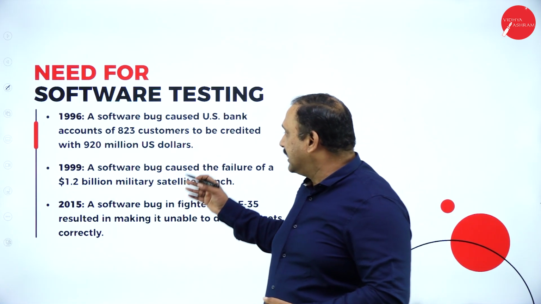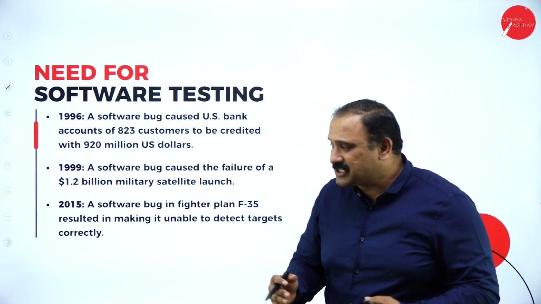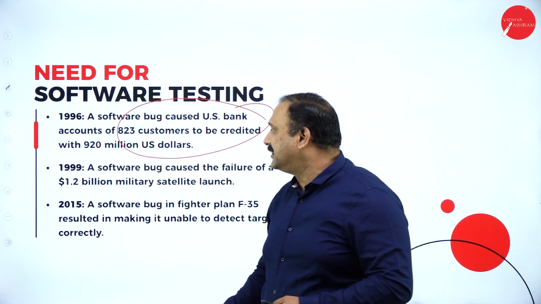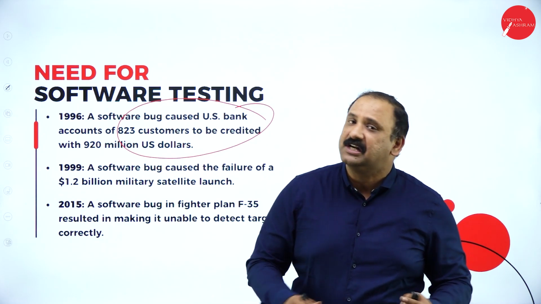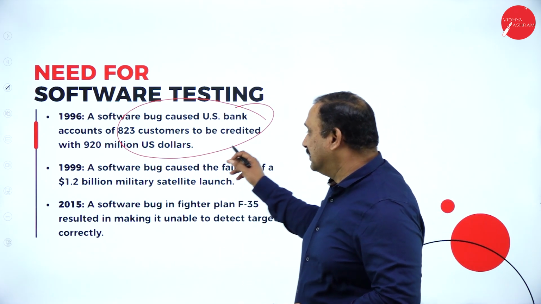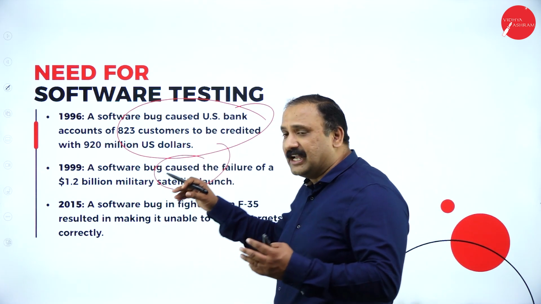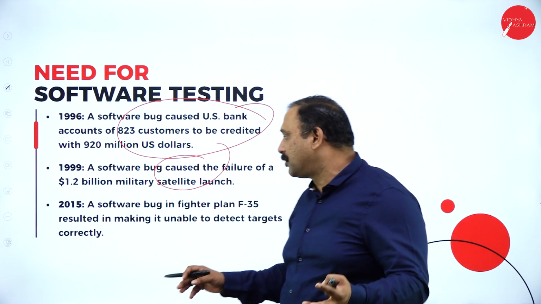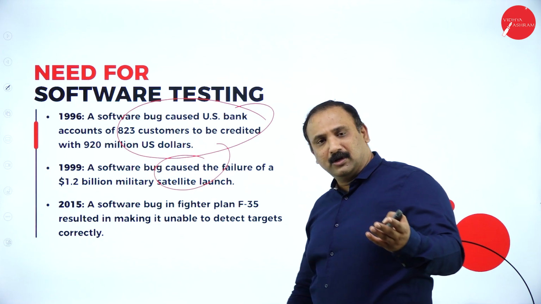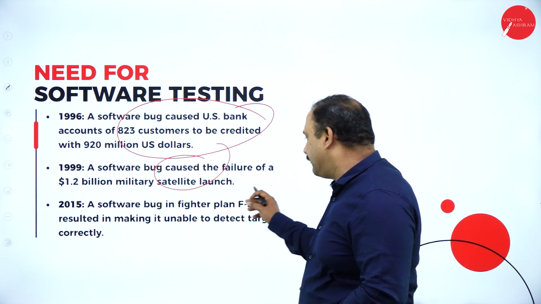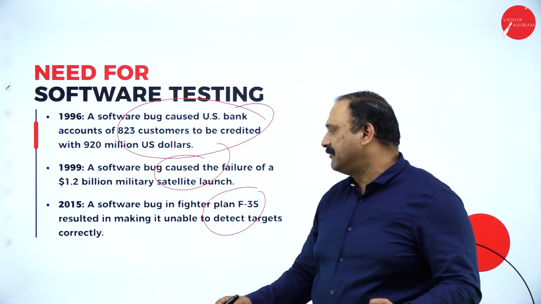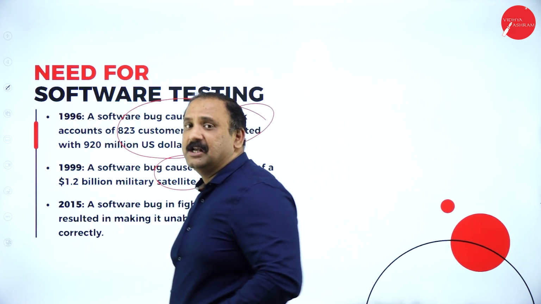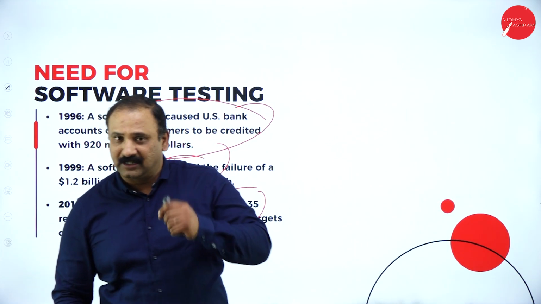Now, a similar thing: a software bug caused a US bank crash, where 823 customers were credited with $920 million. So that was a huge malfunction. 1999, again, it led to a loss of 1.2 billion because of a military satellite launch problem. 2015, we all know about it. One of the software bugs in a fighter plane, the F-35, resulted in malfunction, because of which it was not able to detect the targets properly. And that was again a huge loss to both life and limb.